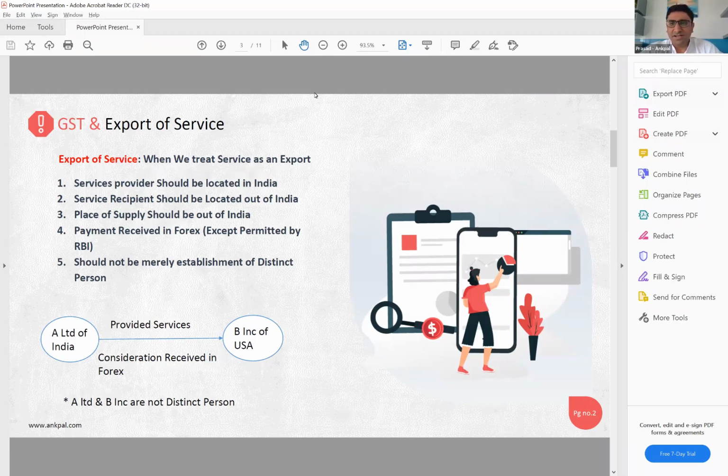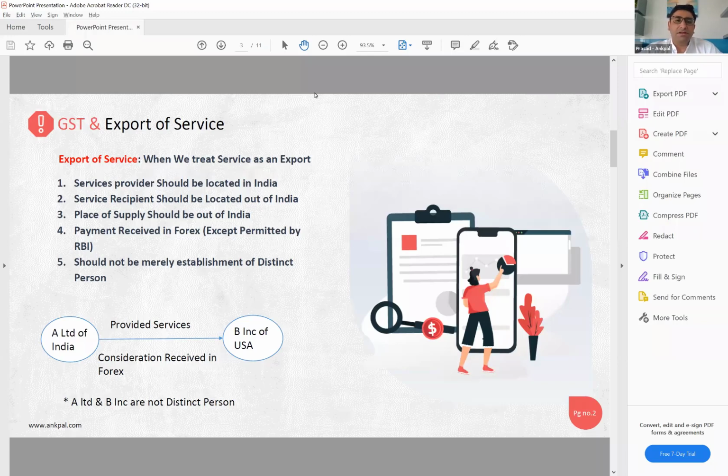So let's understand the important aspects of the export of services. First, the service provider should be located in India. Obviously, if the provider is not located in India, then the GST Act would not be applicable. So it is a foremost condition that the person who actually provides the service should be located in India. Then the next point is that the service recipient should be located out of India.